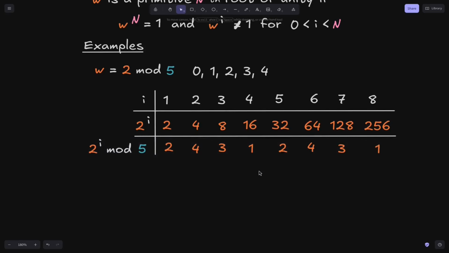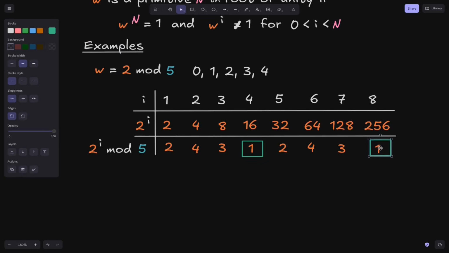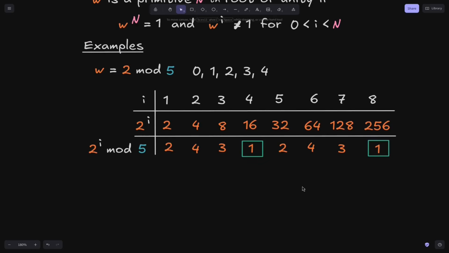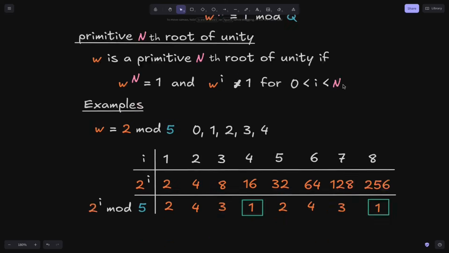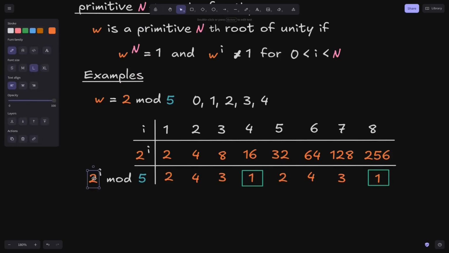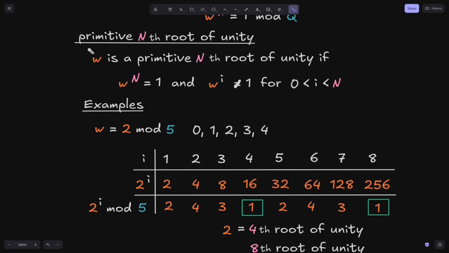Now let's try to find the nth roots of unity and the primitive nth root of unity. First, I'm going to highlight where the 1s are. So there's a 1 over here, and there's a 1 over here as well. Okay, so now let's scroll back up to the definition. A number w is an nth root of unity if w raised to the power of n is equal to 1. So we have 2 1s over here. We raise 2 to the power of 4 to get 1, and we raise 2 to the power of 8 to get 1 as well. This makes 2 the 4th root of unity and the 8th root of unity. 2 raised to the power of 4 is equal to 1, and 2 raised to the power of 8 is equal to 1.